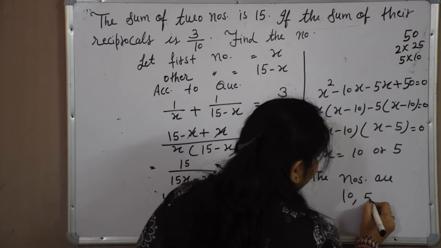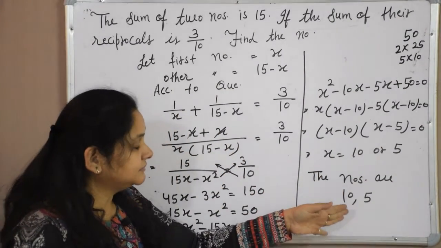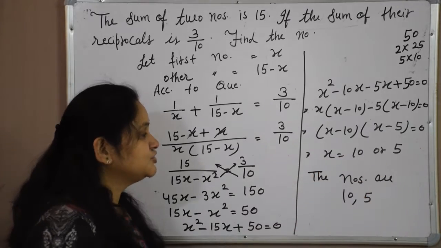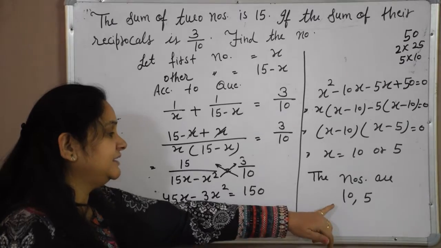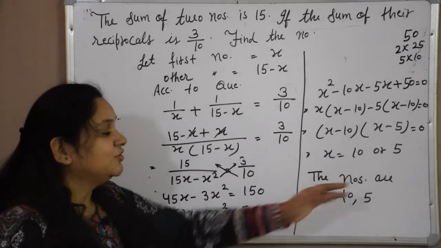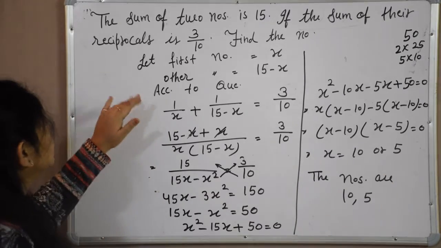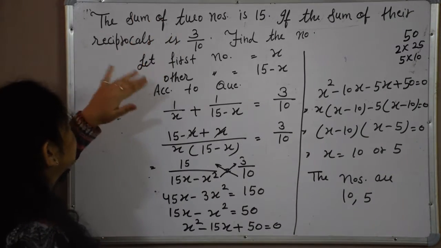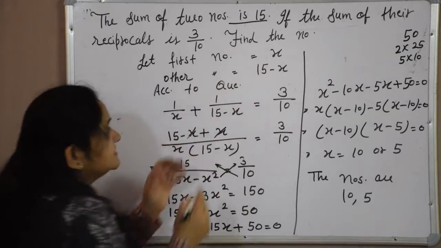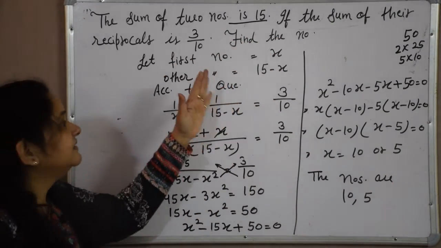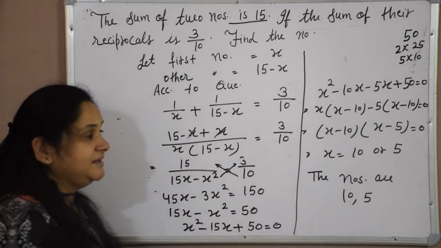10, 5. It doesn't matter which number is on the first position and which is on the second position. It can be either 10 on the first position or 5 on the first position. So I think you got the concept of how we can convert the statement, the sum of two numbers. Here this thing was very important: the first number we have to suppose, and the other number we can get from their sum. The other number should be 15 minus x.